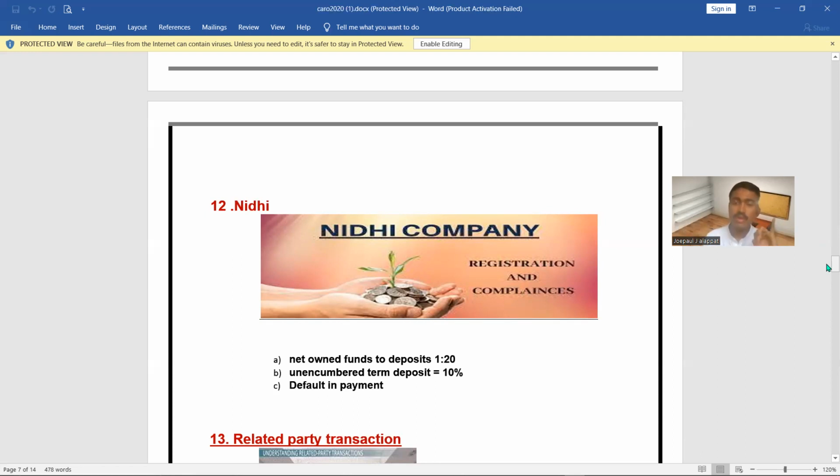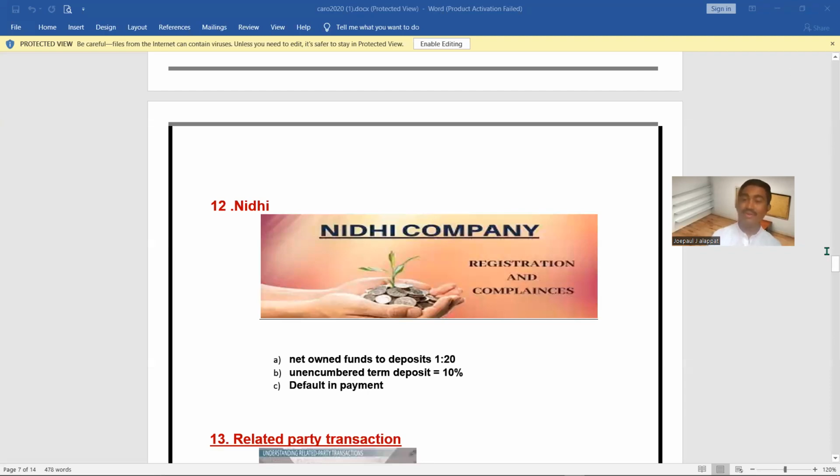That's all. Then you have to see whether Nidhi company is maintaining 10% unencumbered term deposit. That's all. Nidhi company has to maintain 10% of its deposit as unencumbered term deposit. That's all. Then you have to see whether there is any repayment default regarding interest or principal. That's all. Okay. So these three things: 1:20 ratio, unencumbered term deposit ratio, that is 10% of deposit maintained or not. Then you have to see whether there is any default in repayment.